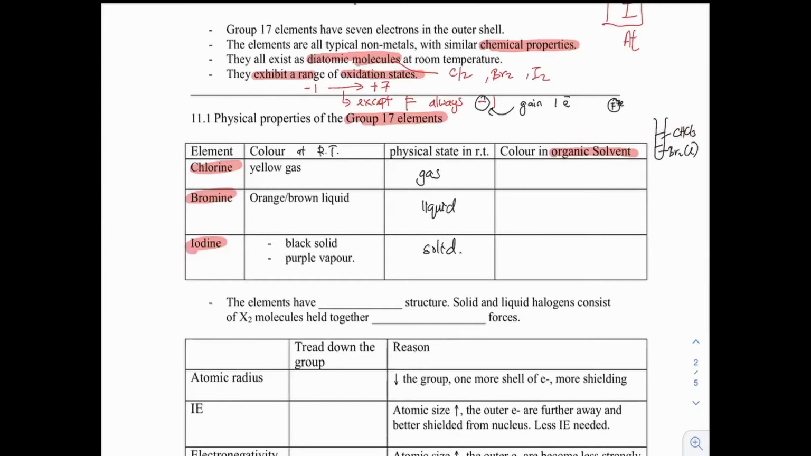For chlorine, it will be yellow. For bromine, it will be brown. For iodine, it will be purple. Is this table important? Yes. Everything in this table are past year questions in paper 2, where they actually gave you this table and asked you to fill it up.